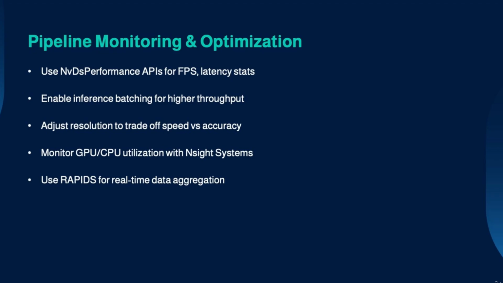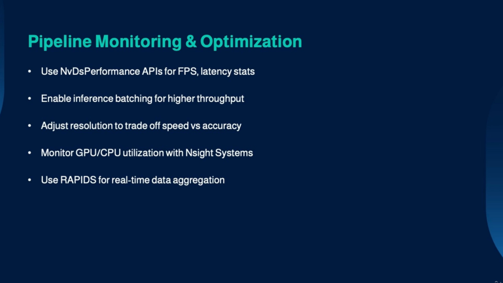DeepStream provides NVDS performance APIs that let you monitor frames per second, per stream latency, and more right from your application. You can enable inference batching for better throughput, but be mindful of latency. Adjusting resolution is another easy lever. Lower resolution increases speed, but can impact accuracy. For system-level profiling, tools like Nsight Systems give you GPU and CPU utilization insights.